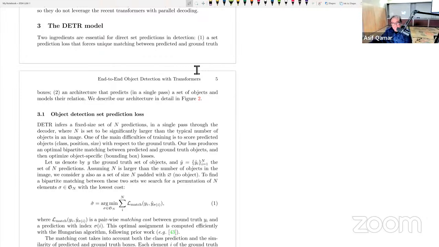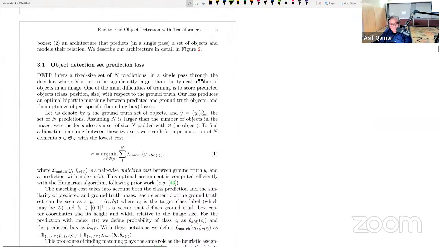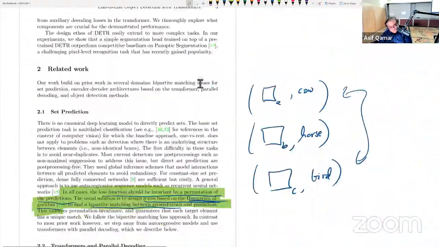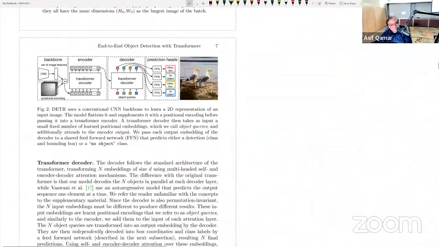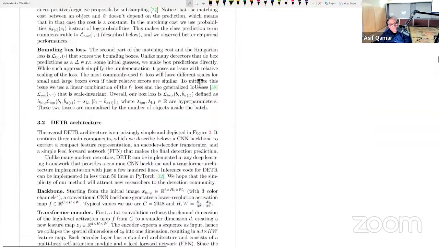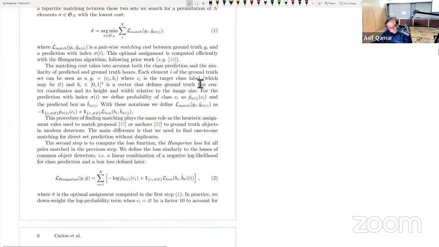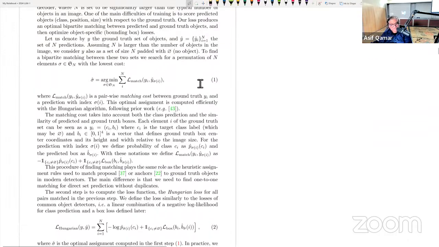Is it there or here? I think it's there. There are many that predict a set of objects and model their relation. We describe our architecture in the figure that I believe you encountered already. Now this is figure 1. So this is figure 2, which we'll come to in a moment. But before we come to that, let me do the main part. Actually, the main part of the paper is right on this page itself.